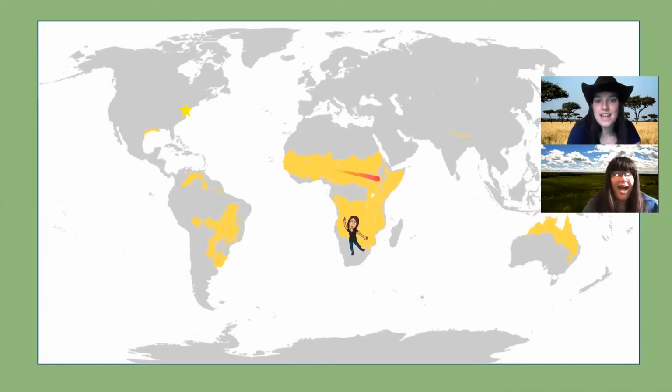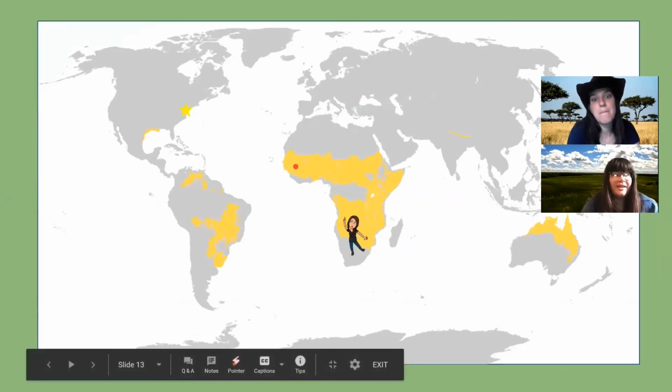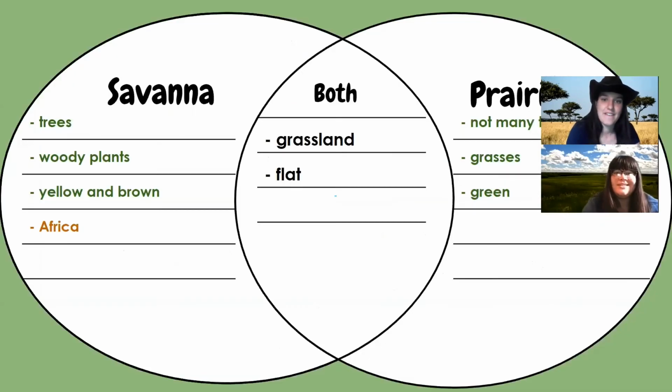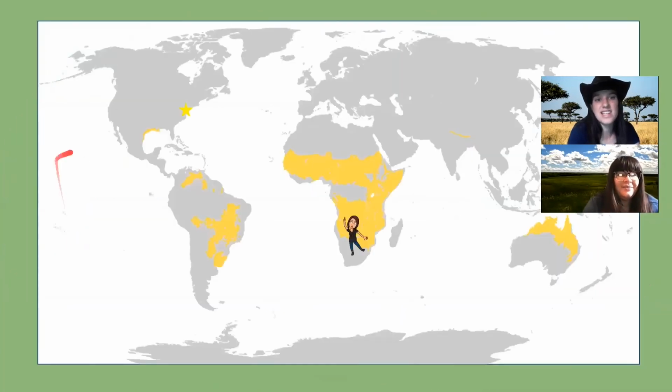The biggest savanna in the whole wide world is actually found in Africa. It's in a couple of other places. It's in South America, it's in Australia, but the biggest one is right there in Africa. So I'm going to put that on our graphic organizer because I have a feeling that you did not go to Africa. No, oh my gosh. I stayed in the United States, and it looks like there aren't even any savannas in the United States. Yeah, no. There's a teeny tiny one down there, but it's nothing like the big one there.